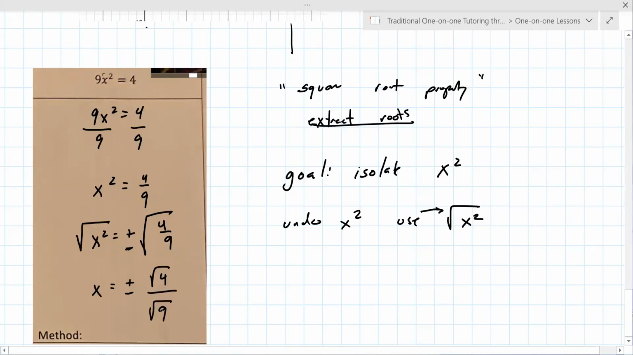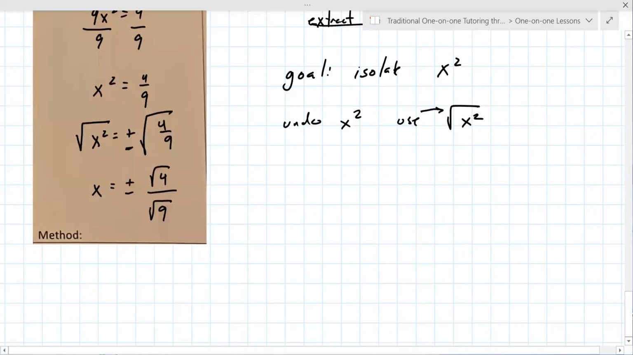Let me quickly write this down. So what is the square root of 4? The square root of 4 is a known number. 2. And what about the square root of 9? 3. Perfect. So your final answer is x equals plus or minus 2/3.